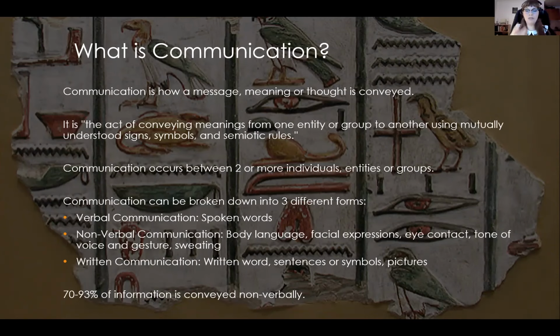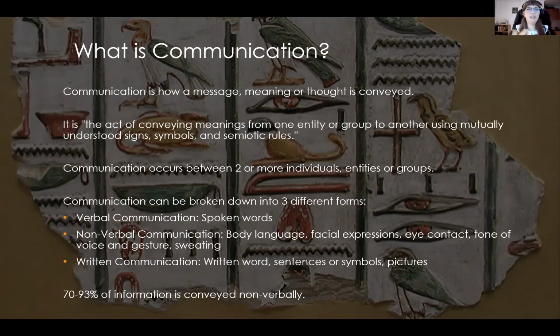It does not have to be verbal. You don't have to be standing in front of somebody. There could literally be people listening in on this session from all over the world tonight, and we can still communicate effectively. Communication, like I said, occurs between two or more individuals, entities, or groups. And communication can be broken down into three different forms, which we all use. Every person uses these three different forms throughout their daily life.